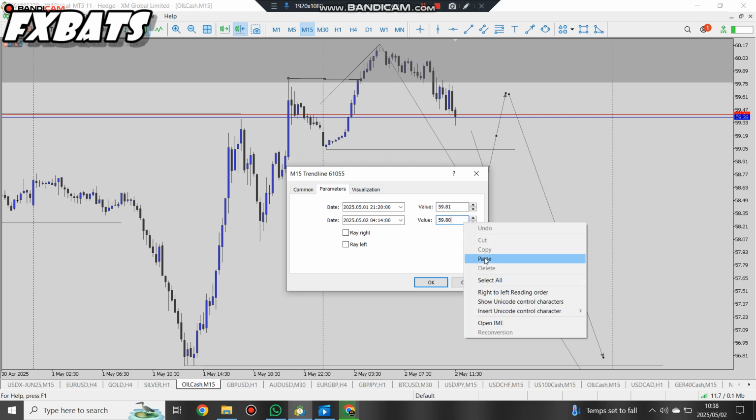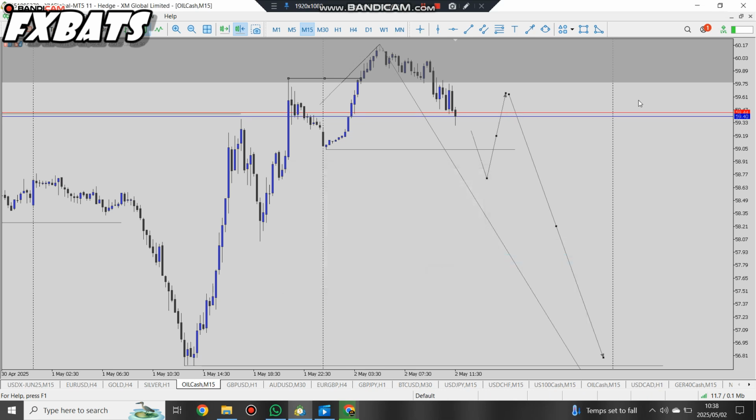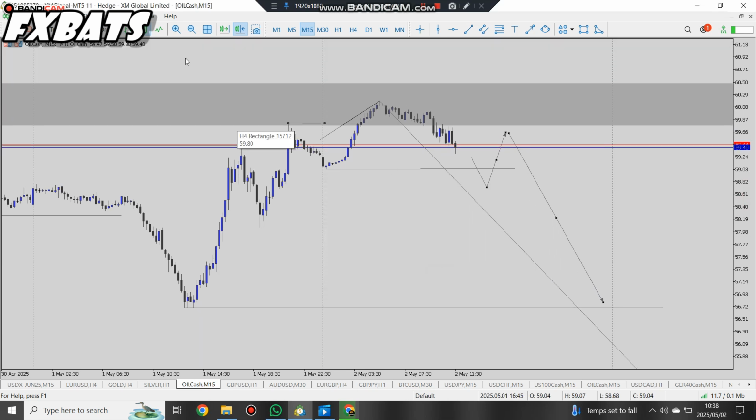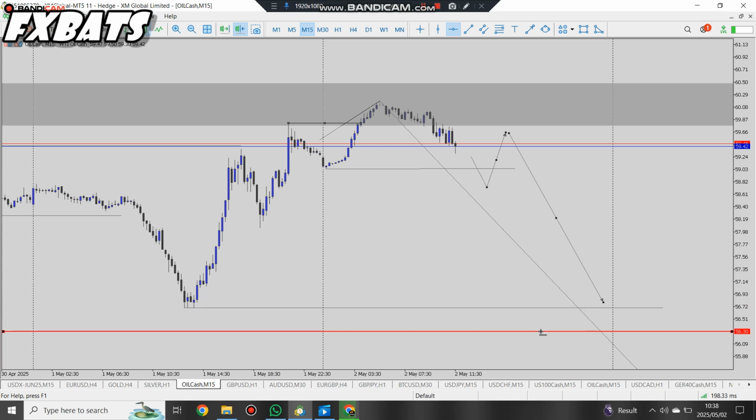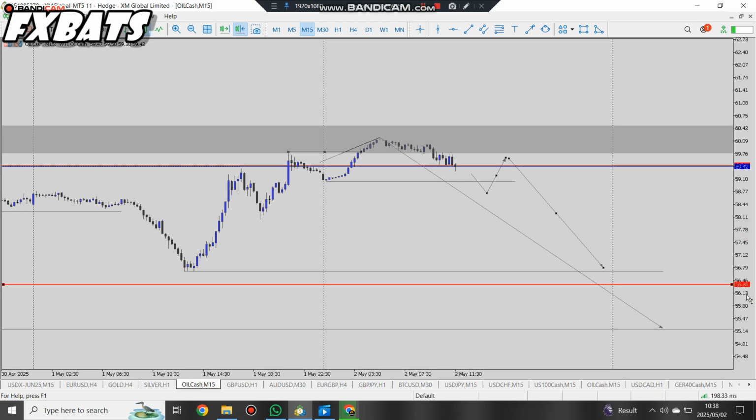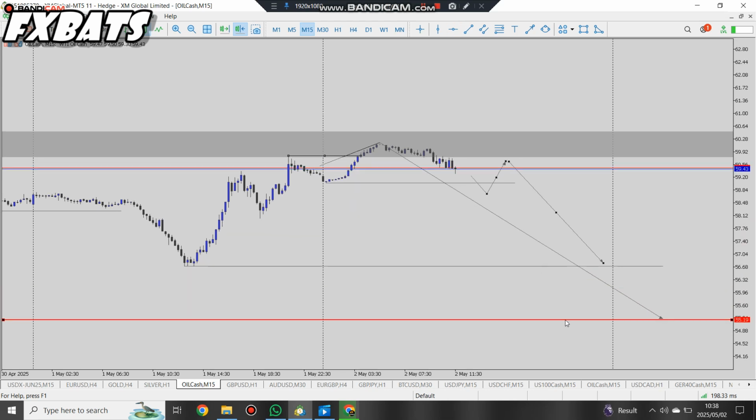After that, you'll be able to take a clear entry on oil. So we're selling off oil. We'll be targeting this area. That's the area we'll be targeting. The overall target, because I'll be swinging it, is $55.21. That's it.